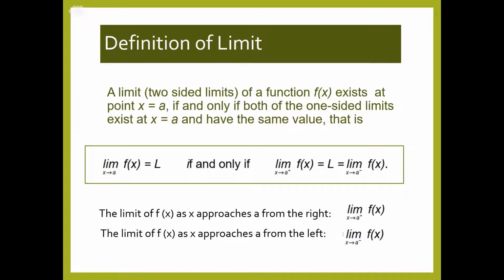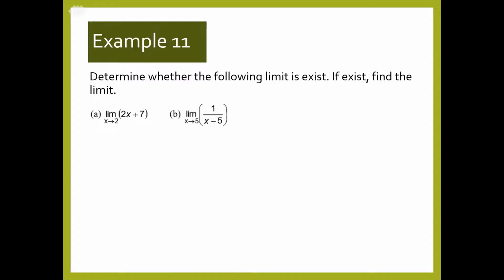Generally, the limit of a function f(x) exists at point x equal to a if and only if both of the one-sided limits exist at point x equal to a and have the same value. That is, the limit of f(x) as x approaches a equals L if and only if the limit of f(x) as x approaches a from the left and as x approaches a from the right is equal to L. Refer to example 11.